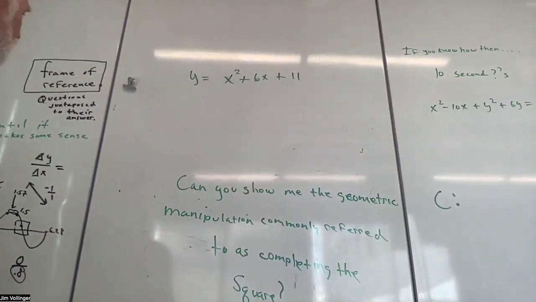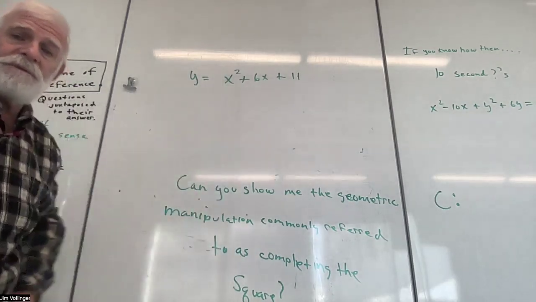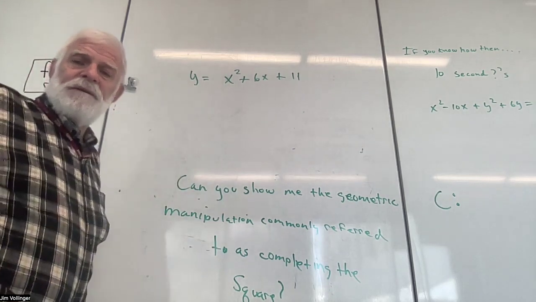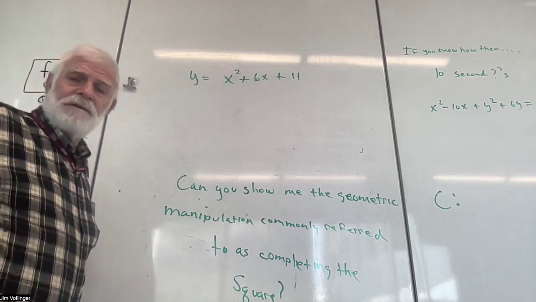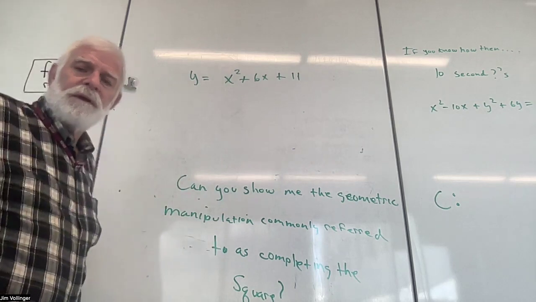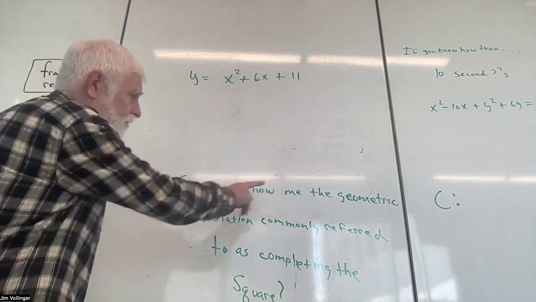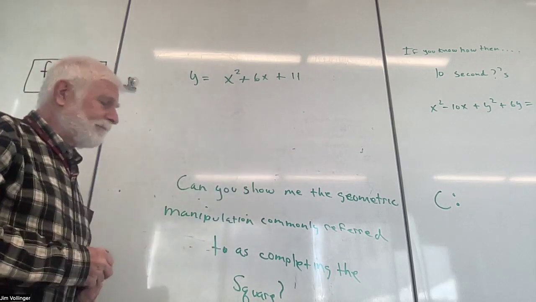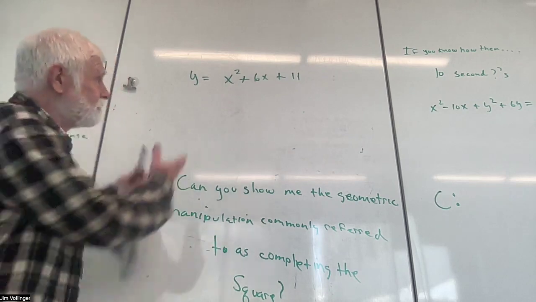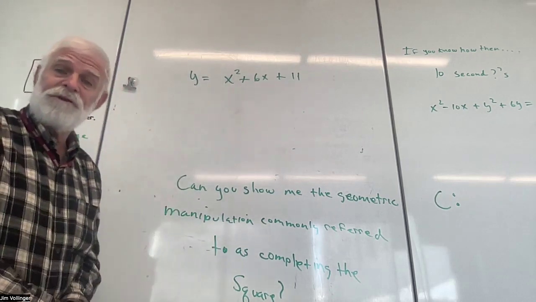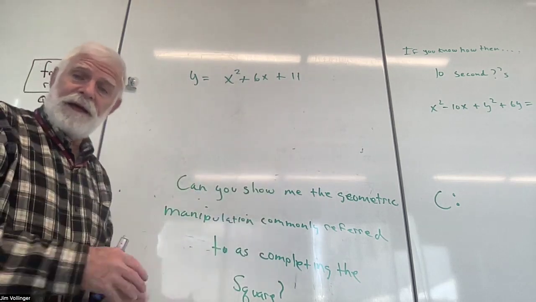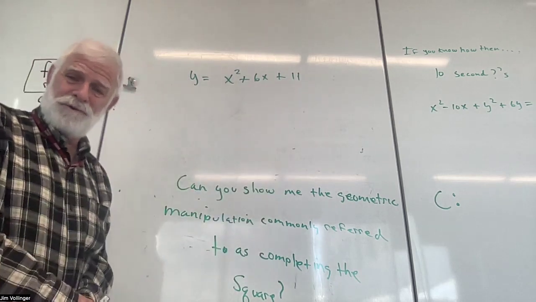All right, so we'll have a series of questions here. x squared plus 6x plus 11. Okay, I know you know how to graph it. I know you can evaluate it. Some of you can find roots quickly, so on and so forth. But I'm going to ask the question: can you show me the geometric manipulation, commonly referred to as completing the square? Can you work with the geometric shapes that underlie all of the mechanics that we're doing?